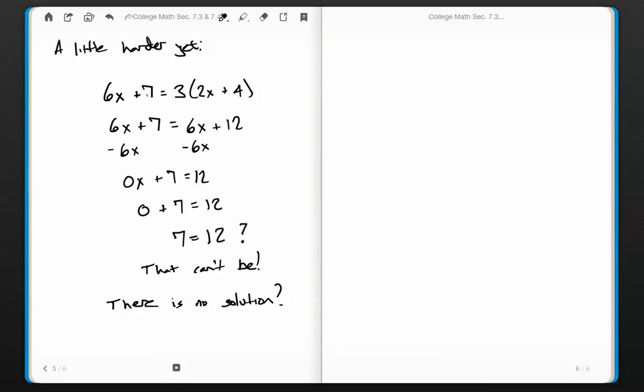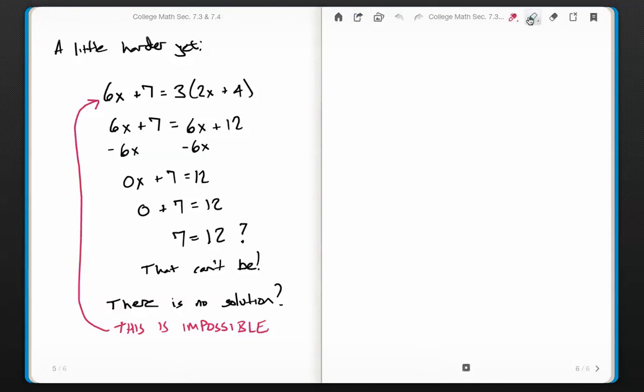So we can go all the way down here and say, let's do that in red since it's impossible. This is impossible. Okay, so that's what happens when there's no solution like that. Let's try another one that might work out a little bit better, but still in the hard category.